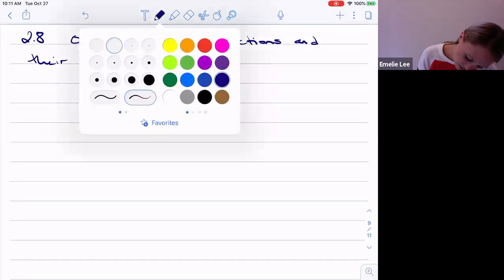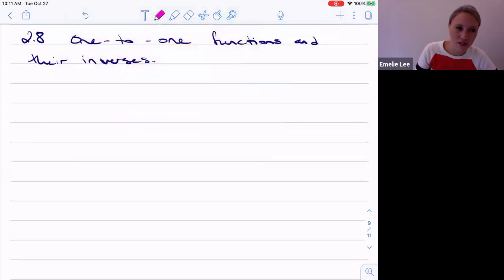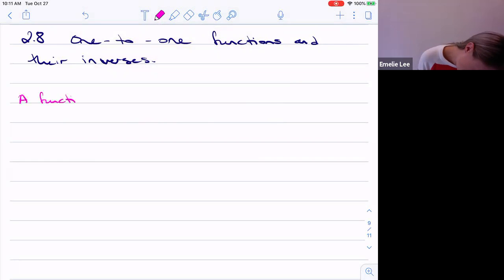But just here, it's an important note. A function is only invertible if it is one-to-one.